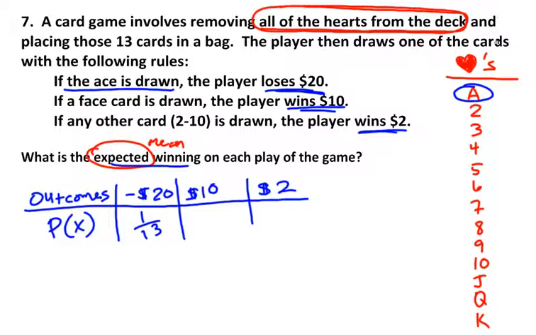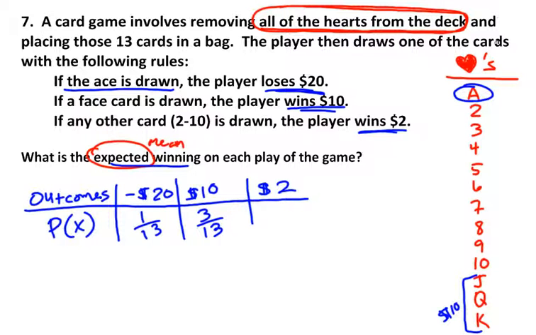The next outcome, winning $10, is going to occur on a face card. Well, the face cards are Jack, Queen, and King. Now, we're just talking about drawing one card out of the deck, of course, but these are our face cards, and they would all give us $10. So we have 3 chances to win $10 out of the 13 possible cards that can be drawn. So 3/13 would be the probability of winning $10.